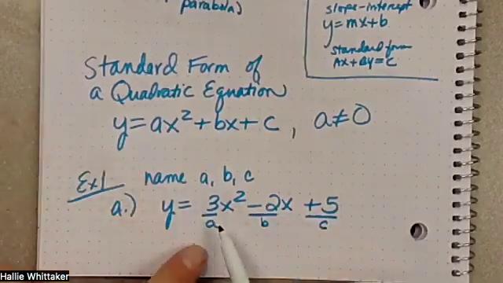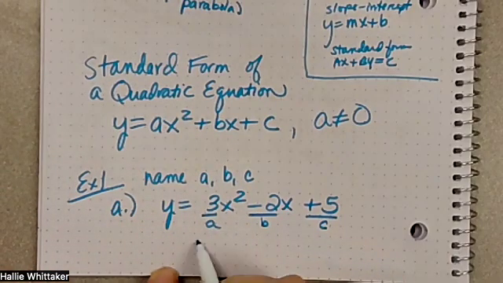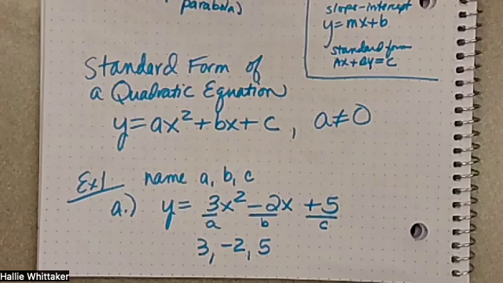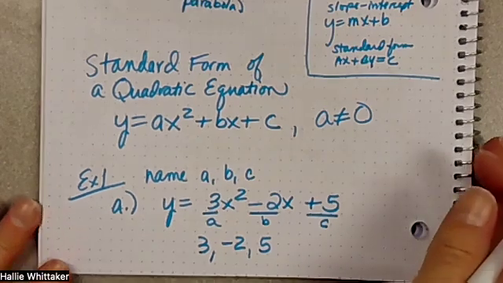Okay, so to make sure you got it, what's your A? 3. What's your B? -2. And your C is 5. That's all you do for those problems. We'll do a couple more and I'll jazz them up just a little, but those are going to be really simple. Okay, can I flip the page?